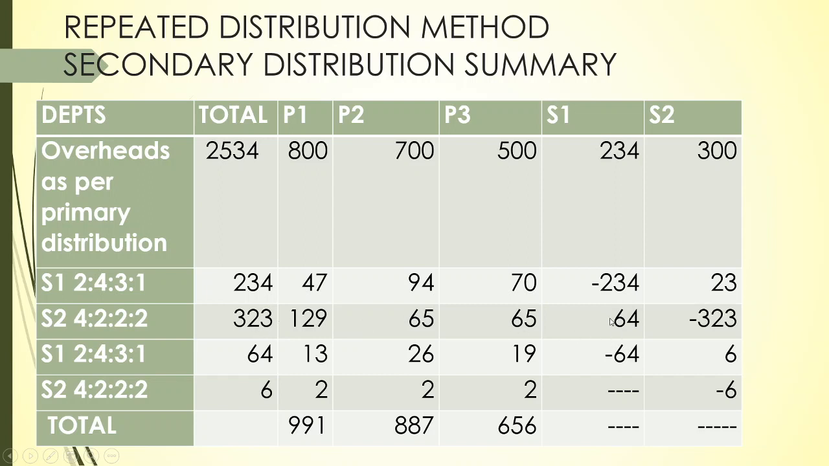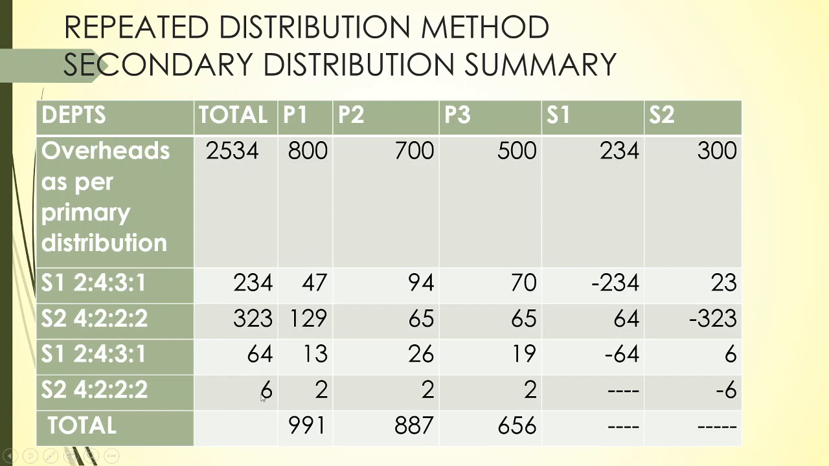Now comes the S1 department. S1 department has 64 rupees, so minus 64. This has to be distributed among the different departments in the ratio 2:4:3:1. So 64 rupees will be distributed as P1 department 13, P2 department 26, P3 department 19 and S2 department 6. Now we have 6 rupees of S2 department, which should be distributed to the other departments. While distributing we have to be careful that we need not distribute to S1 department now, so that it is fully distributed to the production departments only.